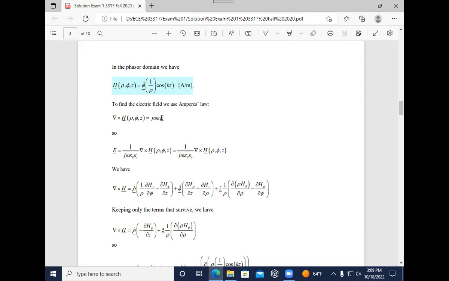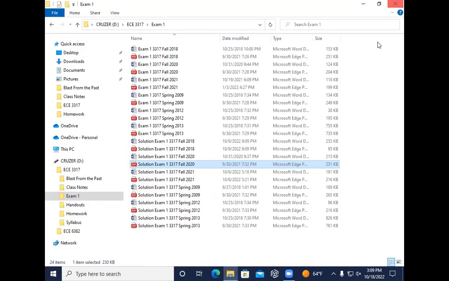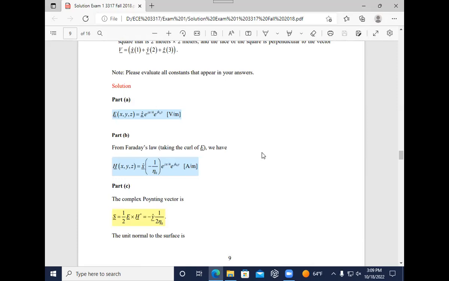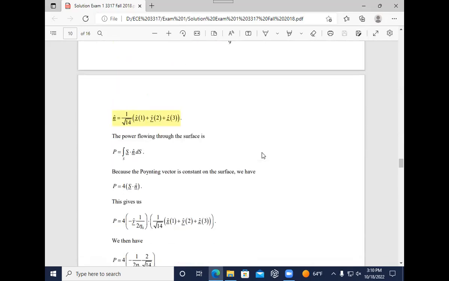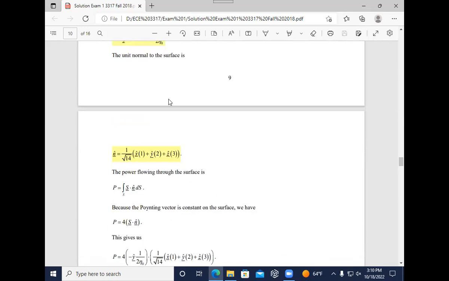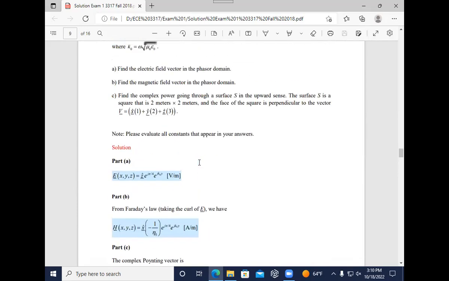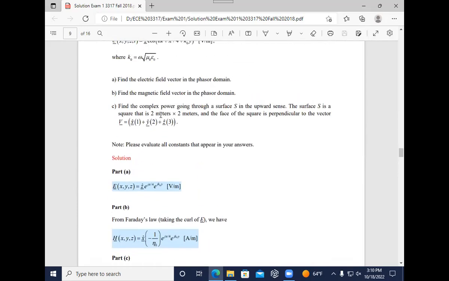For fall 18? The last one. This same problem here? I was confused about part C. Okay, this problem here though, right? Okay, let me go back. Part C?